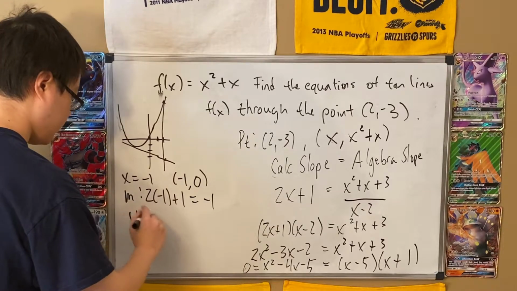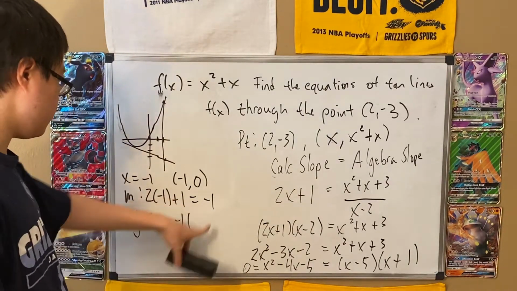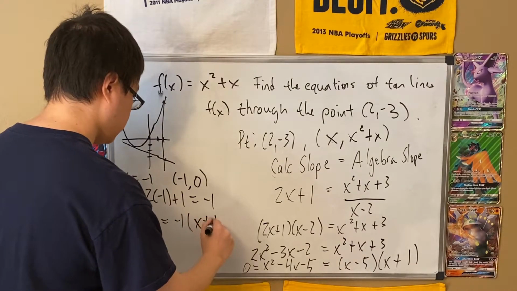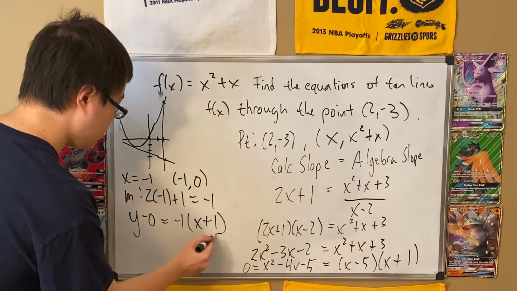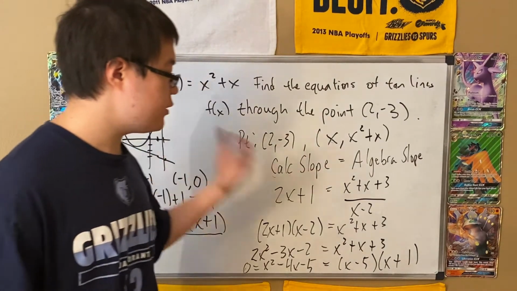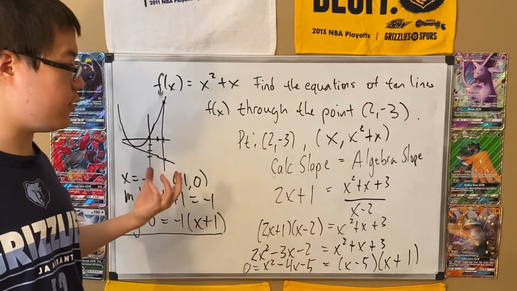So it's going to be y minus 0 equals -1, because that's the slope, times x minus the x coordinate, which is -1. So again, at this point, I'm just doing the same exact thing, but I've done all the hard work. I've changed the hard question into an easy question.